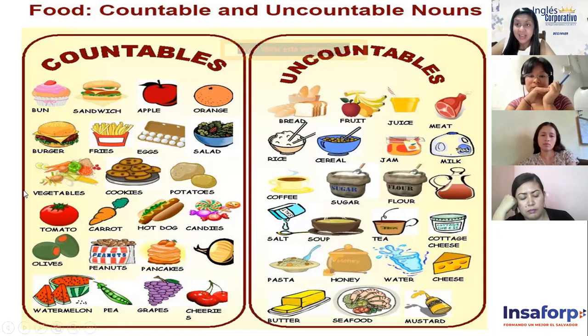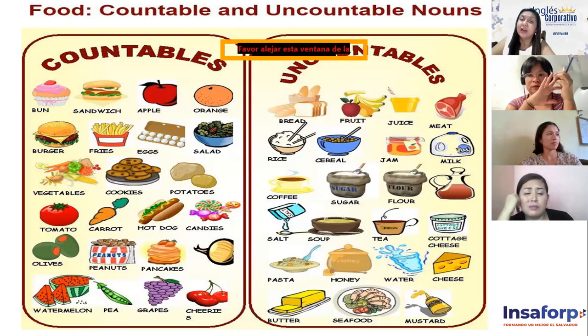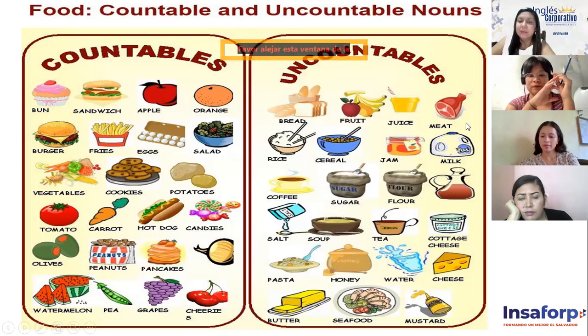Fruit in general is uncountable. And you say a piece of fruit, una pieza de fruit, a piece of fruit. Juice, all the liquids and drinks are uncountable. Los líquidos, las bebidas, all of them are uncountable. The meat, the rice, because you cannot count. How many rice did you eat? 1,000. No, but we cannot count the rice, right?